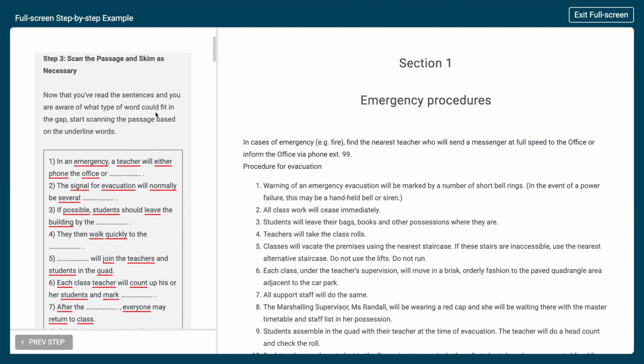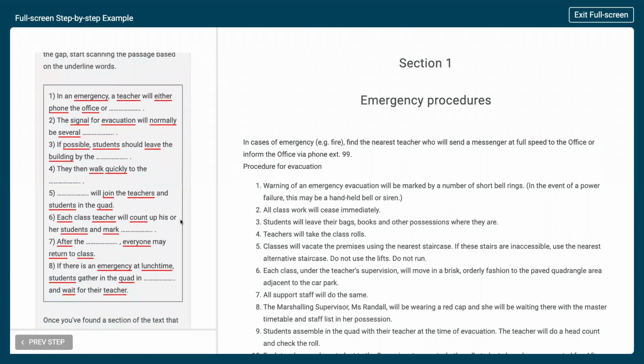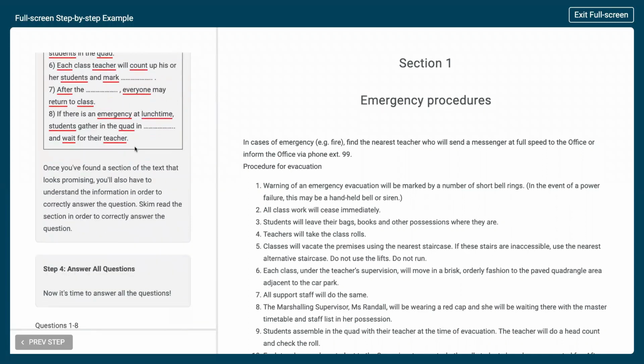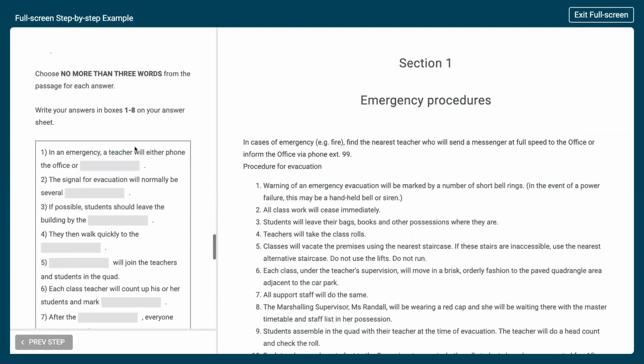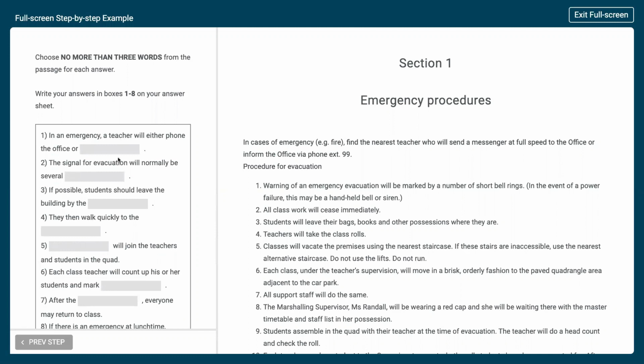Now, if we look at the left-hand side here, just to review, for step three, we are going to start scanning the passage based on our keywords. And so I'm going to scroll down so that you can get a great look at our keywords, okay? We're going to use this for reference when we look through our passage, and then I'm going to scroll down and type in the answers on the left-hand side.